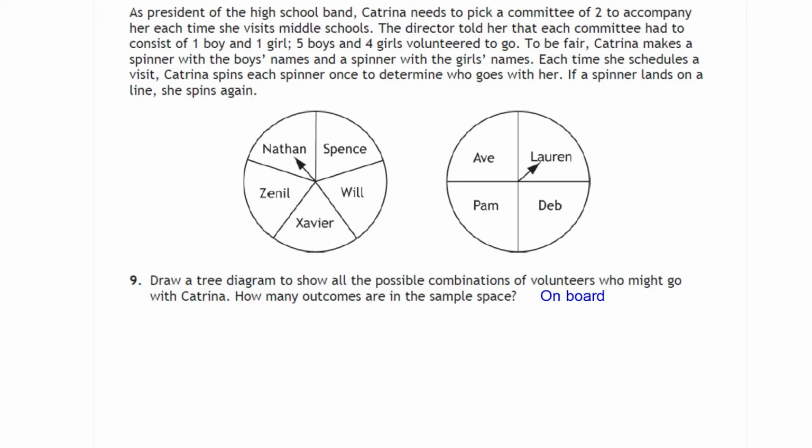So on the first spinner, we have these 5 boys. So I'm just going to put their initials. We've got Nathan, then we've got Spence, then we've got Zaniel, if that's how you pronounce that. We've got Will, and then we've got Xavier. Now, if she chooses Nathan, then she also, with Nathan, could be one of 4 different girls. Ave, Lauren, Pam, and Deb. Now, all of these are going to branch off to those 4 different girls.